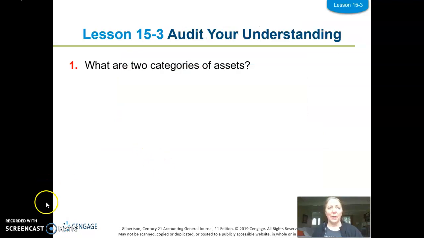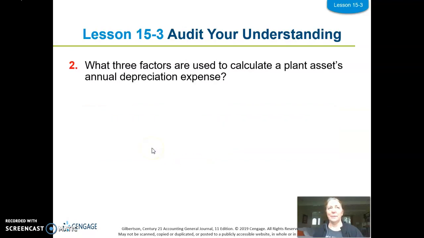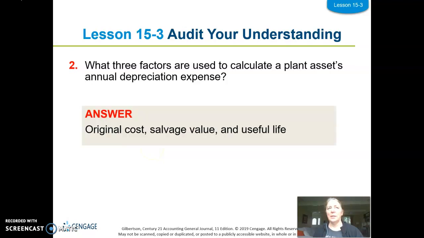And I just want to quickly go through this because this really does summarize lesson 15.3 very well. So it says, what are two categories of assets? They're current assets and plant assets. Again, within a year, less than or equal to a year, versus greater than a year for plant assets or long-term assets. The three factors that matter: original cost, salvage value, useful life.